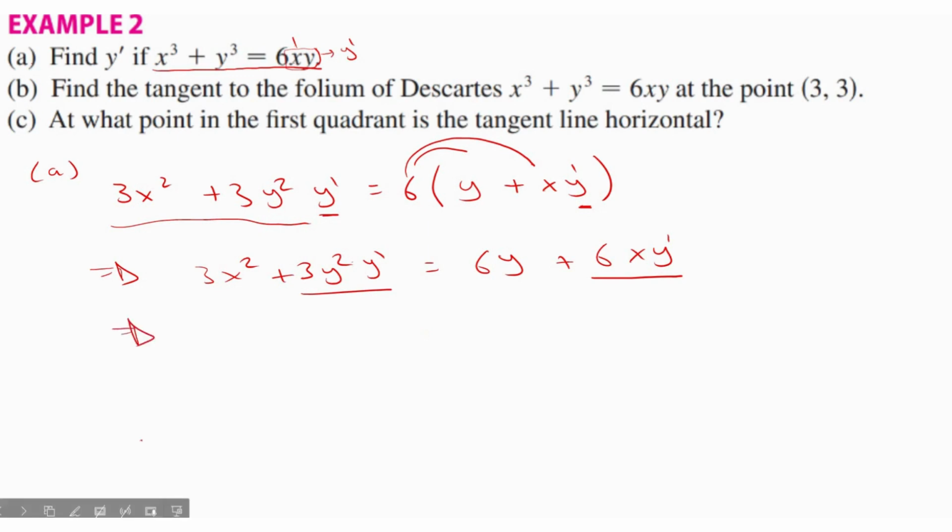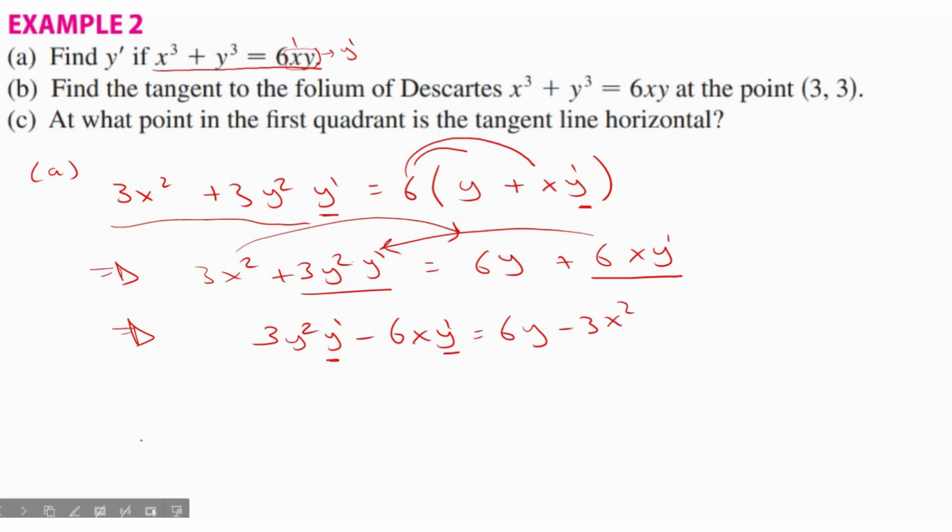If we take 6x y prime to the other side, this is what we will get: 3y squared y prime minus 6x y prime, and this I will take to the other side, so this will be 6y minus 3x squared. Taking y prime as a common factor, we will be left with 3y squared minus 6x, and outside we have 6y minus 3x squared.